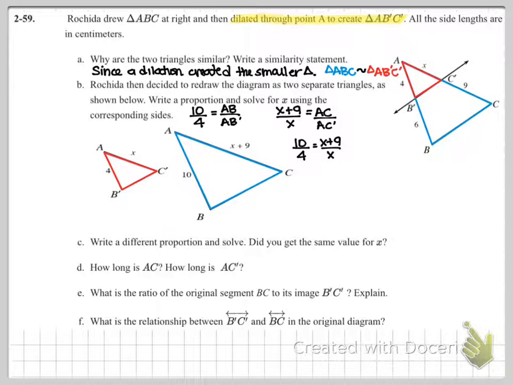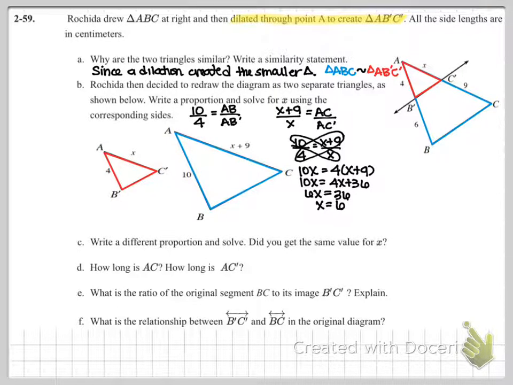And then we're going to go ahead and solve. We're going to cross multiply here. So that's going to give me 10x equals, just be careful here and make sure that you distribute, 4 times x plus 9. So 10x is equal to 4x plus 36. Move your 4x to the other side, and then divide. So it looks like x is going to be equal to 6. Solve for x. All right, there we go.